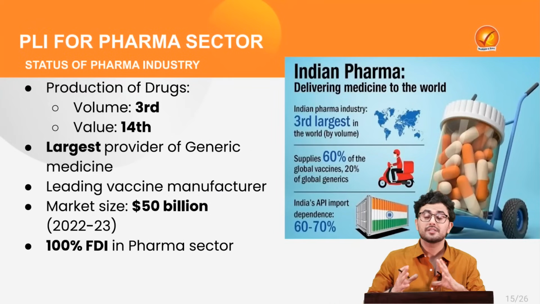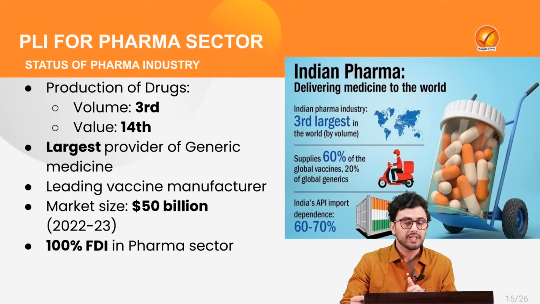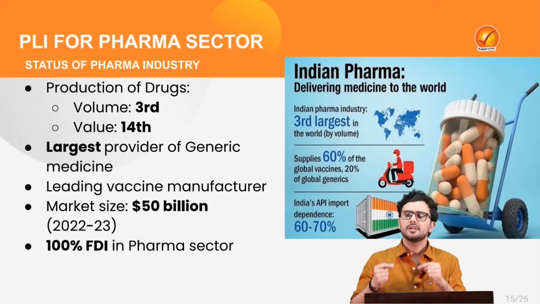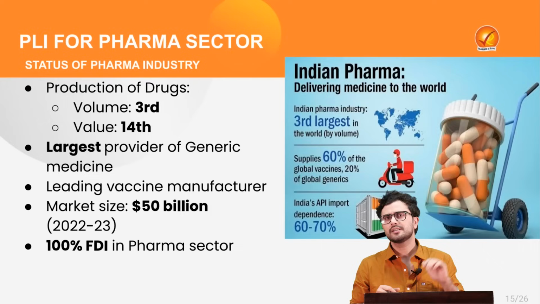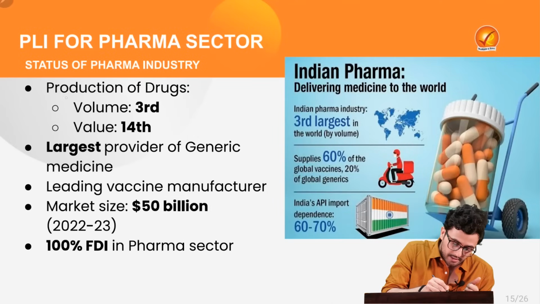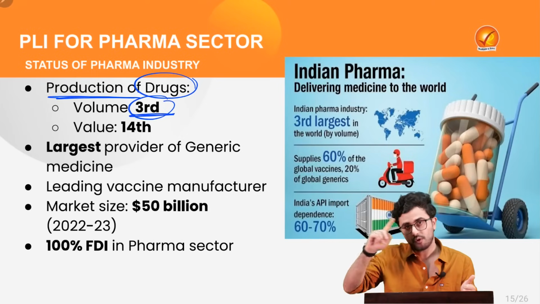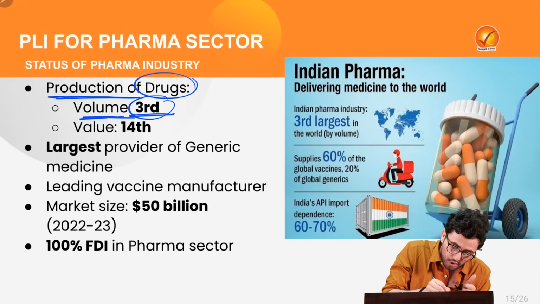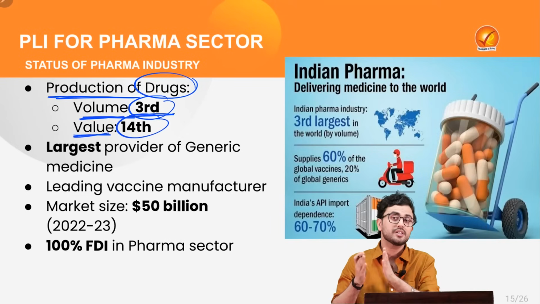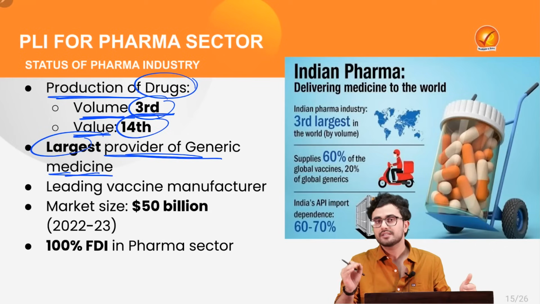India is considered the pharmacy of the world, which was also reflected during the pandemic under India's Vaccine Maitri program, where we delivered the needed vaccines and various other critical drugs to several countries across the world. Thus, when it comes to the production of drugs, we stand third in the world in terms of volume of drugs produced, as well as 14th when it comes to the value of drugs produced, making India the largest provider of generic medicine in the world.